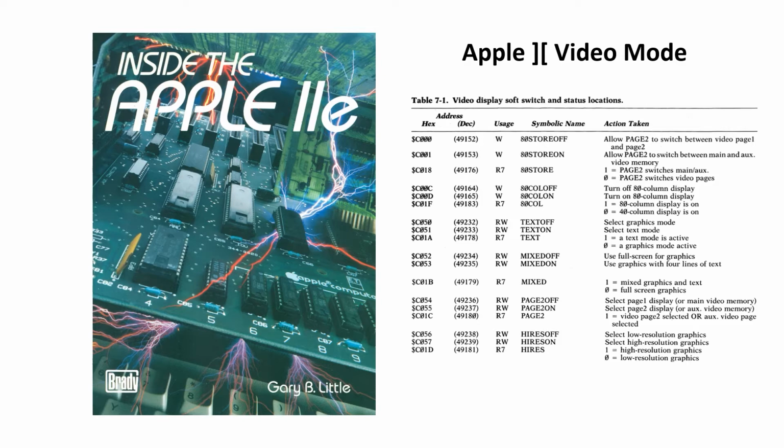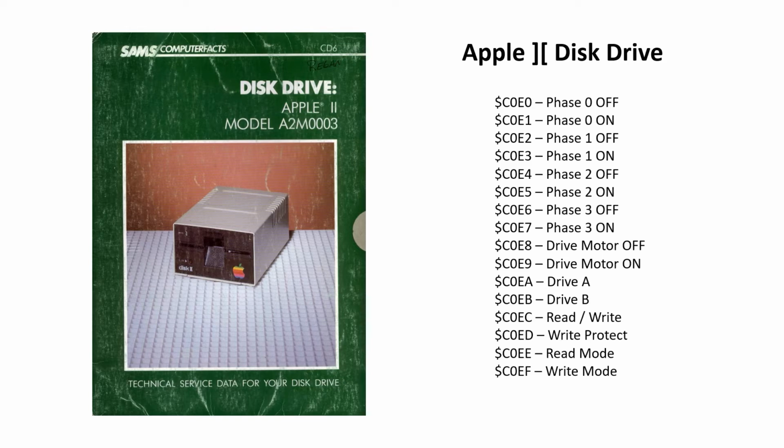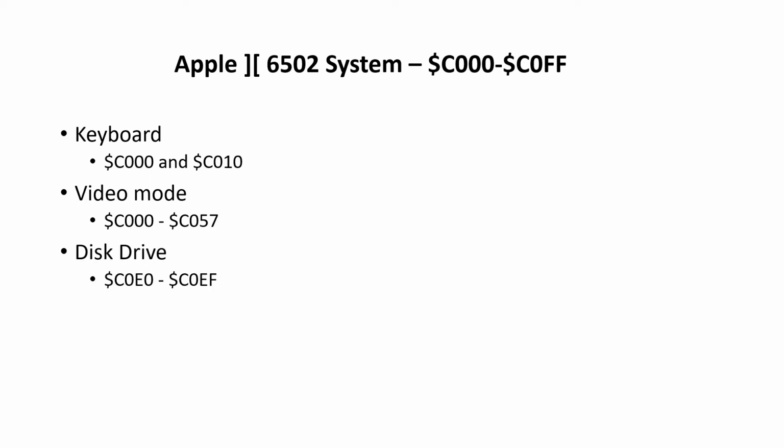Note that there's a pretty big gap between the 70s definition of high res and our current definition of high res. Thank you, Moore's Law. And finally, the floppy drive, which uses some specific addresses between C0E0 and C0EF. So we see that the keyboard, video mode, and disk drive all use this range of C1000 to C0FF.